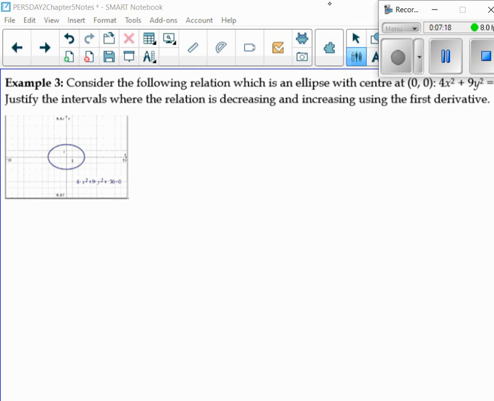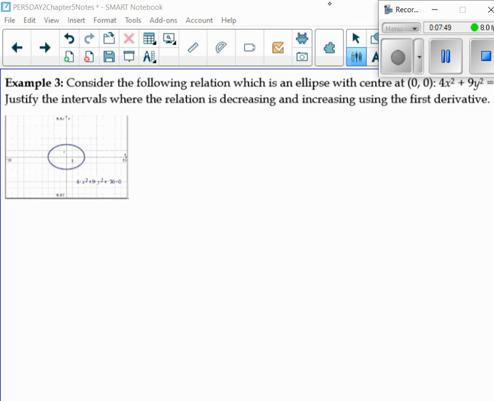Consider the following relation, which is an ellipse. We've never seen an ellipse before, have we? It's kind of like an oval, except an oval is more flattened on one side than the other. The difference between a circle and an ellipse is it's usually longer one way than the other, where a circle is the same radius the whole way. So anyways, this is an ellipse with center (0, 0), and the equation 4x squared plus 9y squared equals 36.